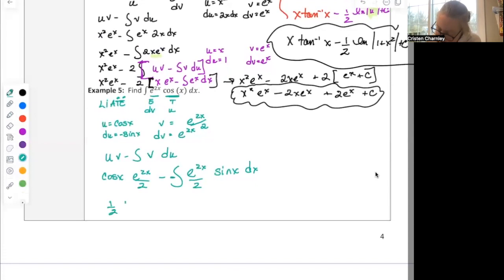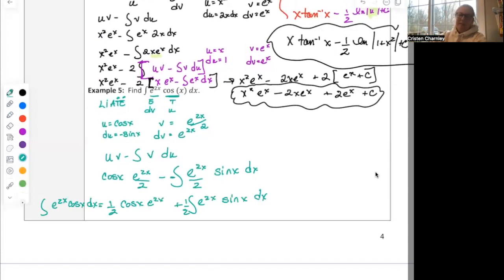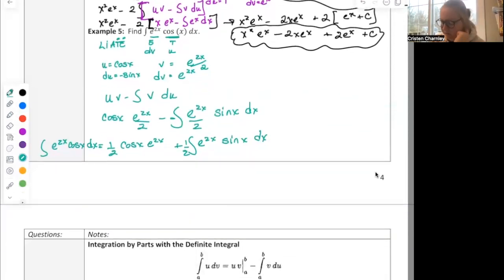So 1/2 cosine of x, e to the 2x, plus the integral, I'm going to put the 1/2 in the front, e to the 2x, sine of x dx. All right, it's the original problem, and we've done integration by parts once. But if I look at this piece on the right-hand side, bad news, I still have the integral and I have nothing to solve that with right now. So we do need to do another integration by parts over here on the right-hand side.